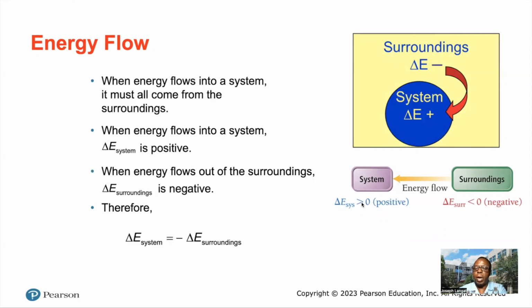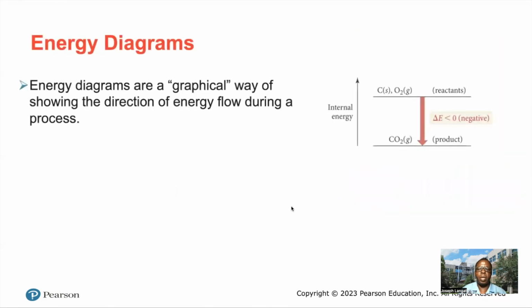Remember, on a number line, anything greater than 0 is positive, whereas the surrounding will have a negative change in internal energy. The point here, from the previous slide and this one, is what is the sign of the change in internal energy for the system compared to the surrounding. If the surrounding is losing, it means the system is gaining. System is gaining. We're going to have that later on.